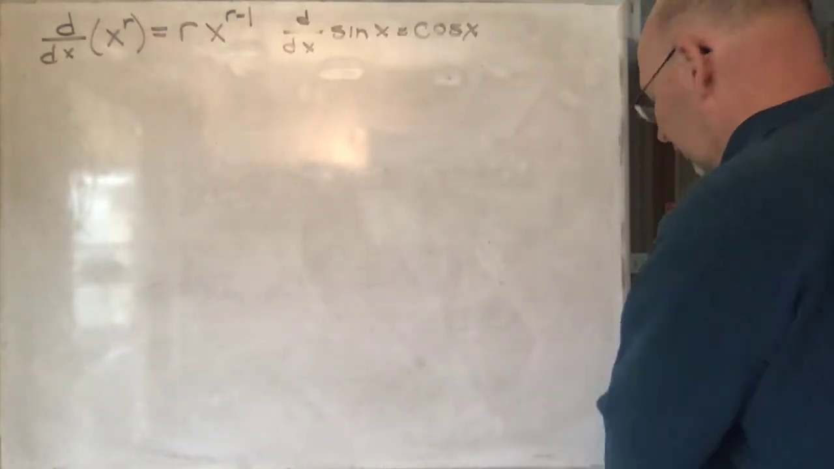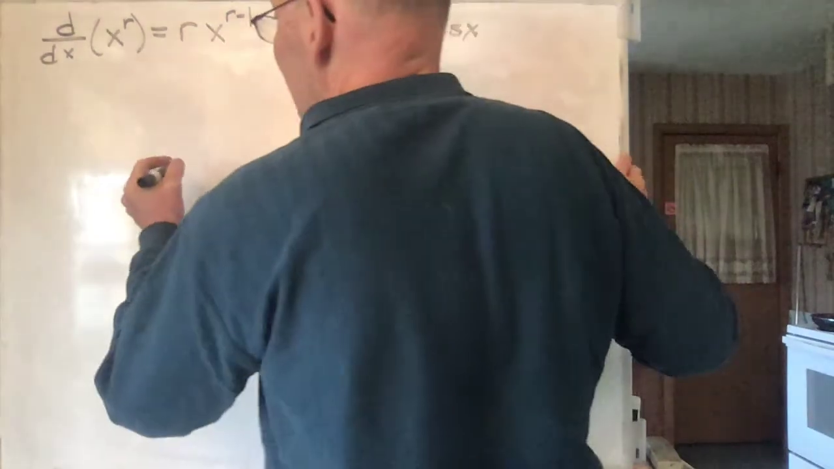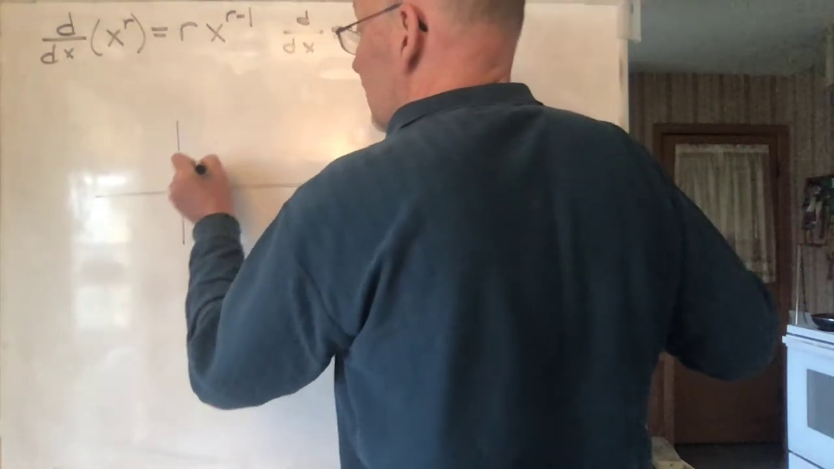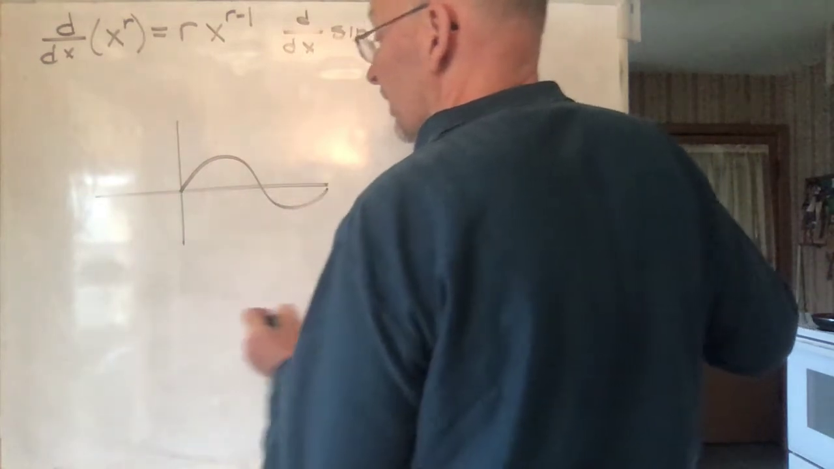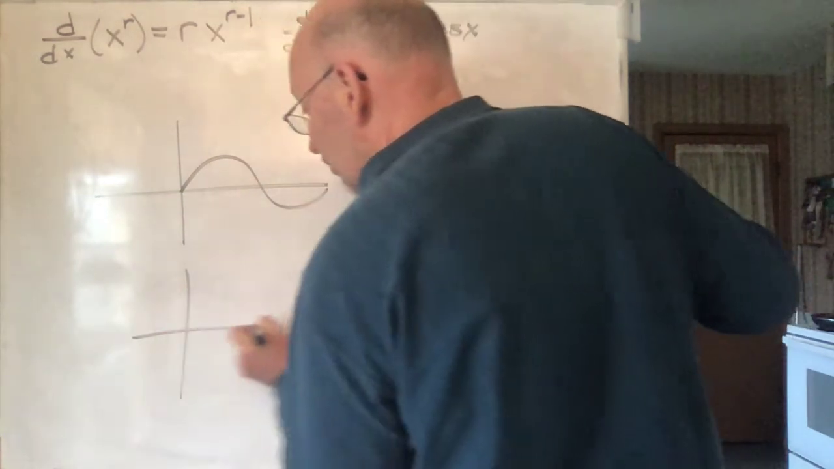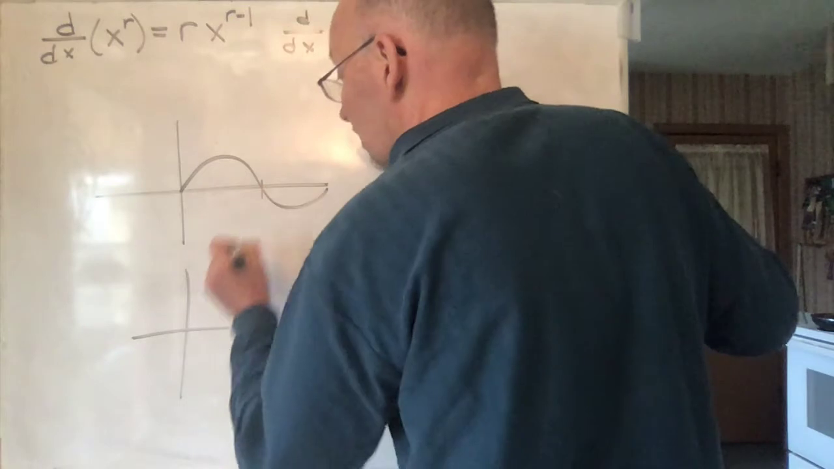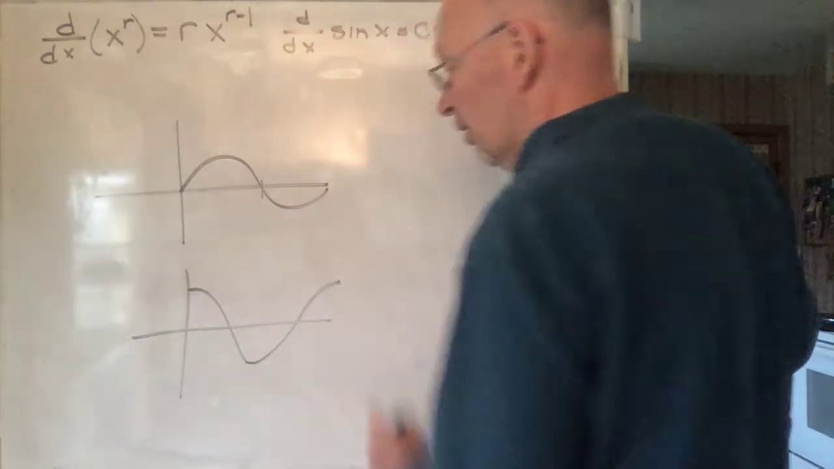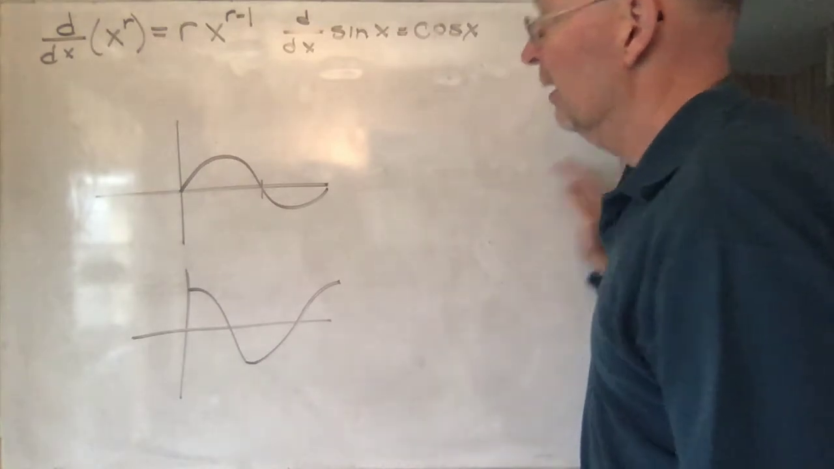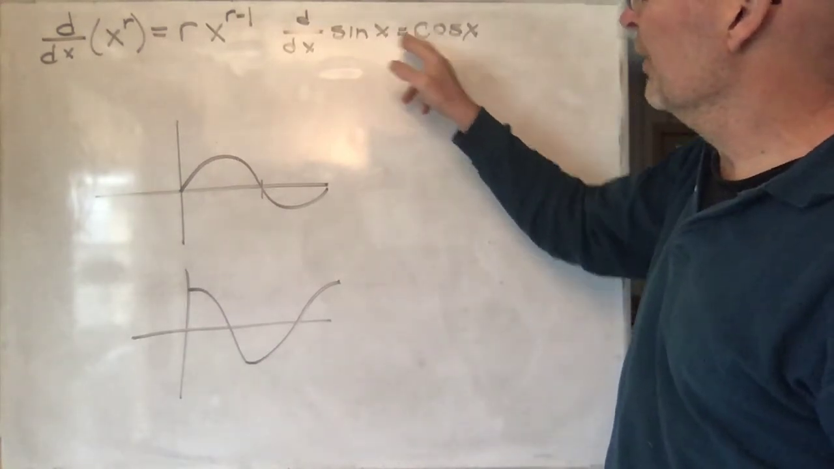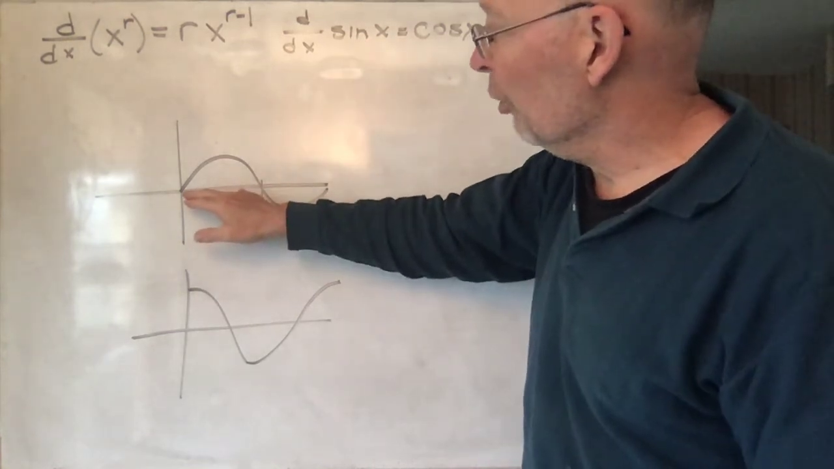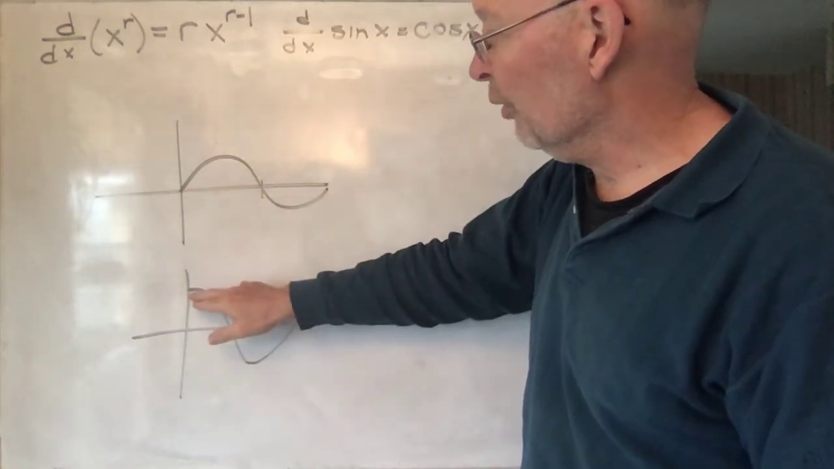And so I've already proved it to you, but let's see if it's kind of convincing. Here's the sine curve. Looks like that. Here's the cosine curve. Looks like that. What does the derivative tell us? The derivative tells us the slope of this function. Does it look like the slope here is 1? That's what the cosine graph is.